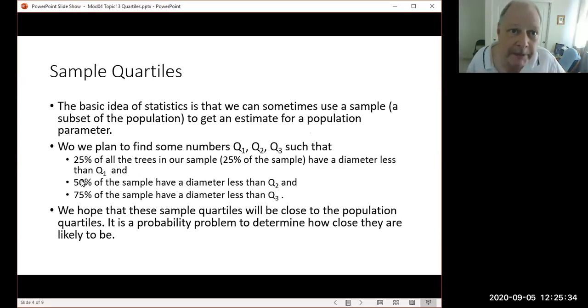And so we want to cut our sample up into 4 equal groups, just like we would have done for the whole population. And we hope that the sample quartiles, each of these Q's, a number of inches, will be close to the corresponding population quartiles. And it's a probability problem that we'll address. We'll do it with the mean later in the semester. It's the same kind of thing with all the statistics and parameters. It's a probability question to determine how likely or how close are the statistics likely to be to the parameters.